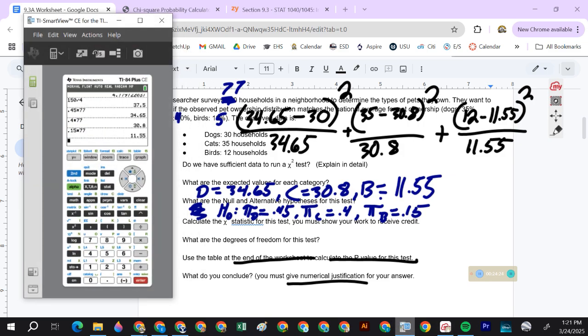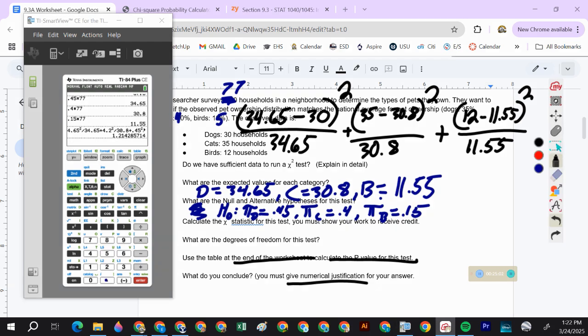And so let's type this in. So the first one is going to be 4.65 squared divided by 34.65 plus. The next one is going to be 4.2 squared divided by 30.8. And then the last one is going to be 0.45 squared divided by 11.55. Okay, any questions? So we hit enter, and I get 1.214. So my chi-squared is 1.214.